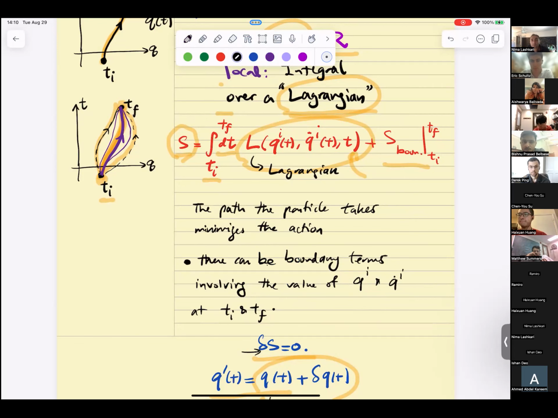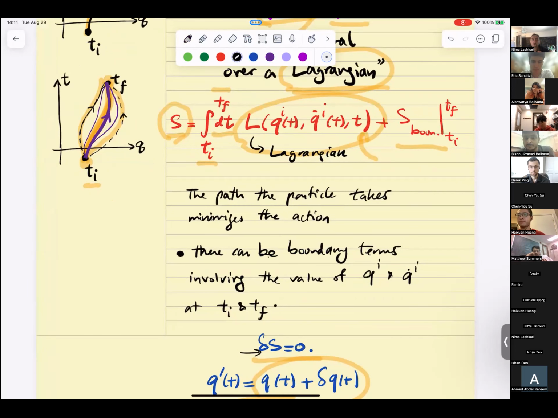And I do have a comment about this for those of you who are more familiar with dynamical systems and phase space. But exactly as you said, if you just think of these variations, holding Ti and Tf fixed, by definition, delta Qi has to be 0 at Ti and Tf, right?